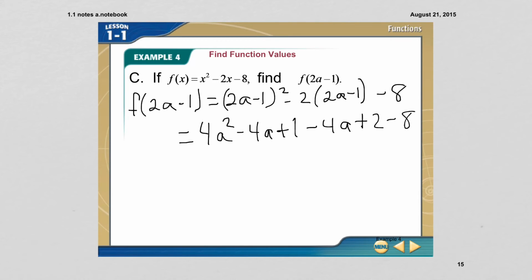Okay, now I collect my like terms, and I get 4a squared minus 8a minus 3. Okay, so now we know that f of 2a minus 1 is 4a squared minus 8a minus 5.